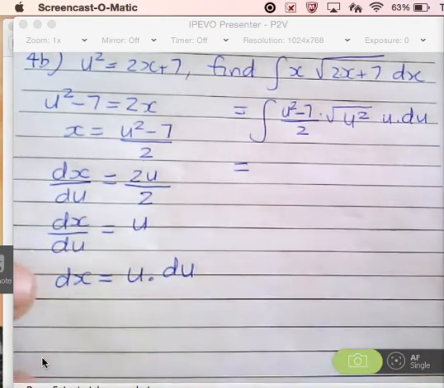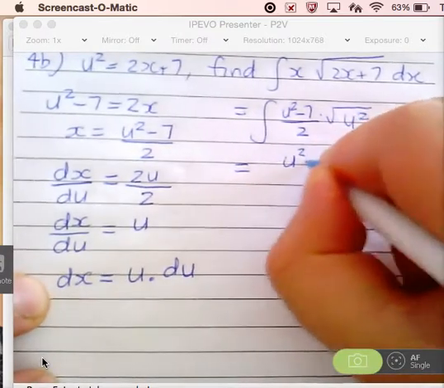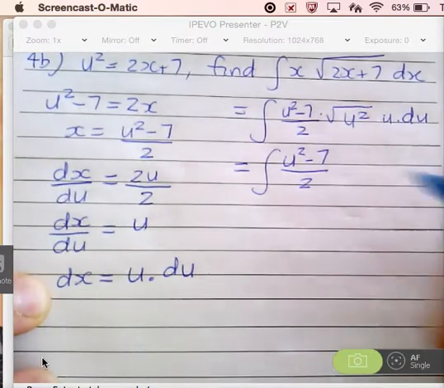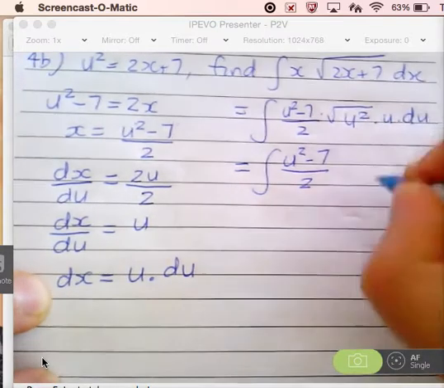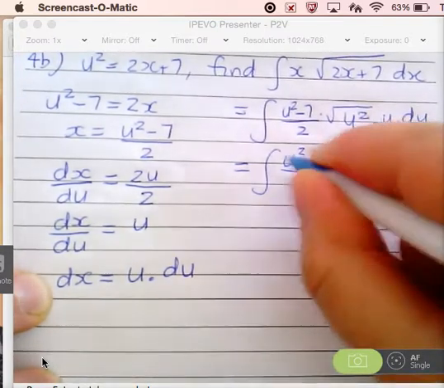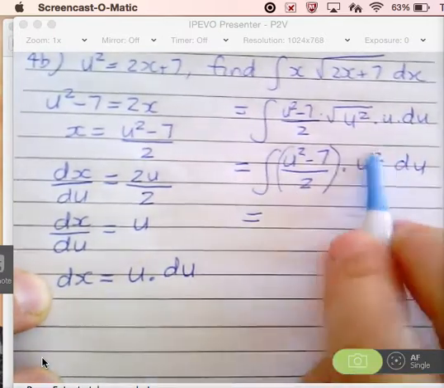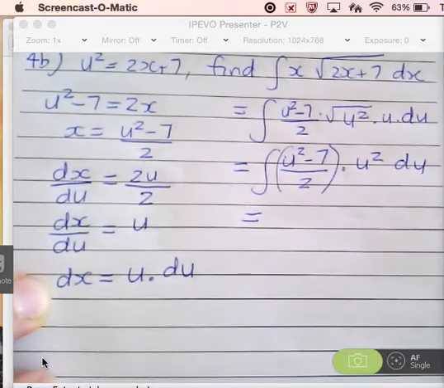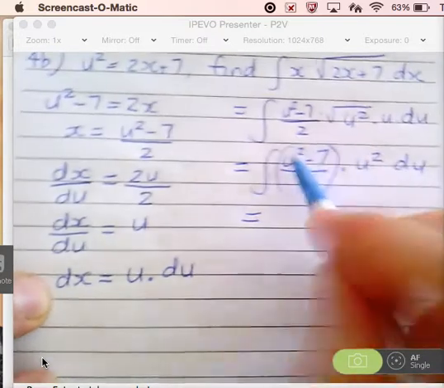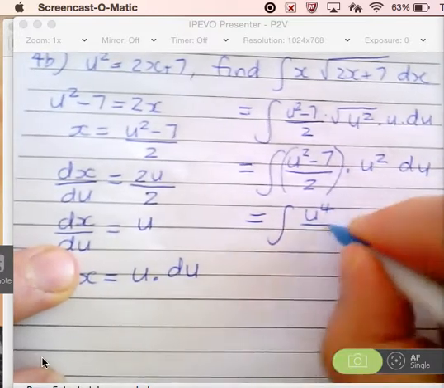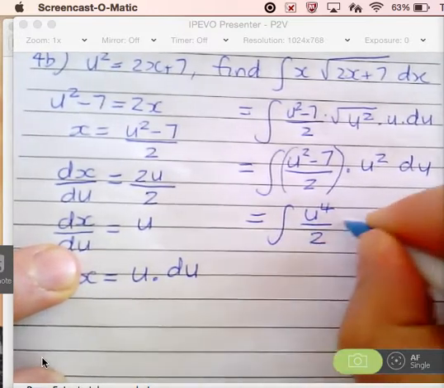All right, now, let's just simplify this. I've got u squared minus 7 over 2. What's the square root of u squared? u times u du. Now, multiply. We do not integrate products. So u squared gets times by each of those. What have we got? u to the 4 over 2 minus 7u squared over 2.